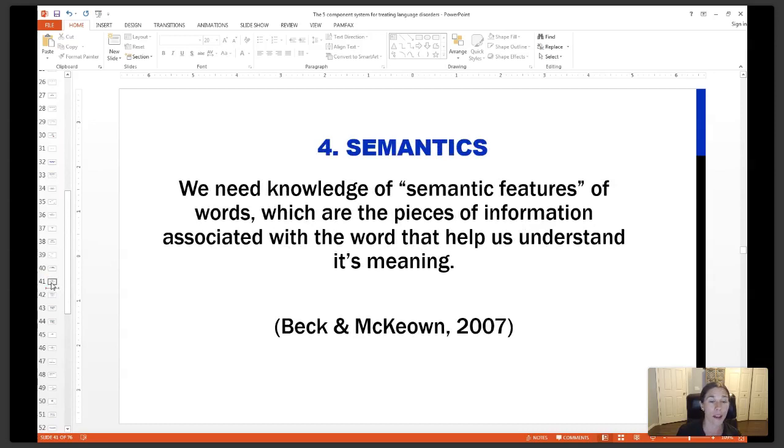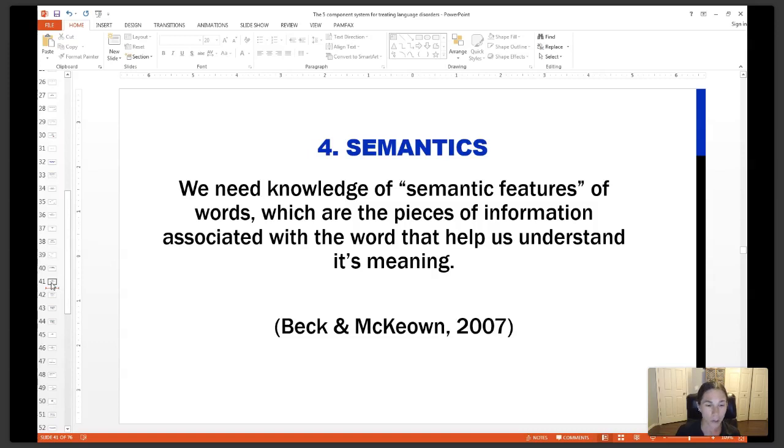Now I wanted to move on to semantics. So obviously we're pretty good at semantics. This is really what we think of when we are thinking of vocabulary. This is the part of vocabulary that has to do with meaning and semantic features. So those pieces of information that are associated with that word that help us understand its meaning.